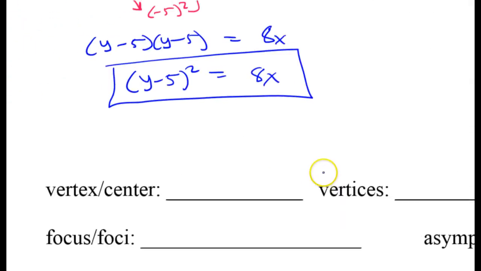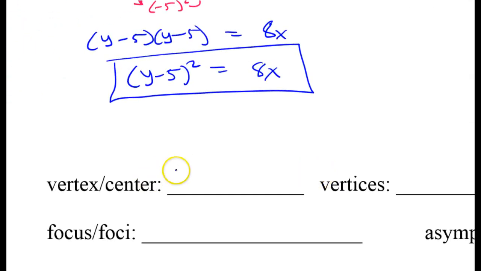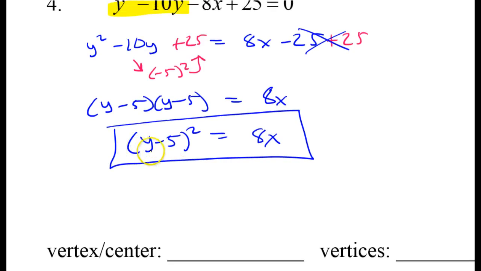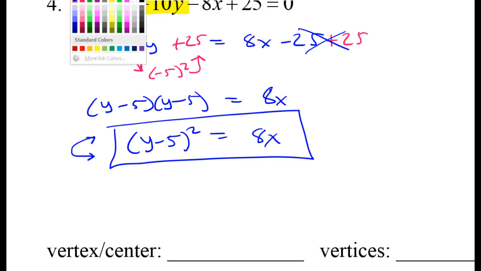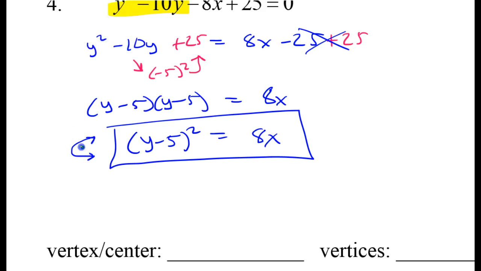Now I'm going to use that to write the key values. A parabola has a vertex. As soon as I see that the y is squared, I know that this is the type of parabola that will be sideways. So it's either going to open to the left or to the right. When the x is squared, that's when it's vertical. Because the 8 is positive, I know I am looking at a parabola that opens to the right. That means there will be a focus in the interior and a vertical directrix in the opposite direction.